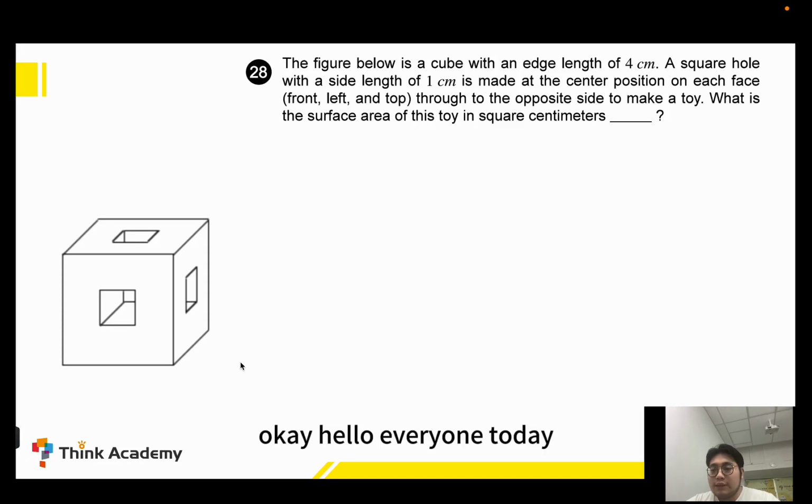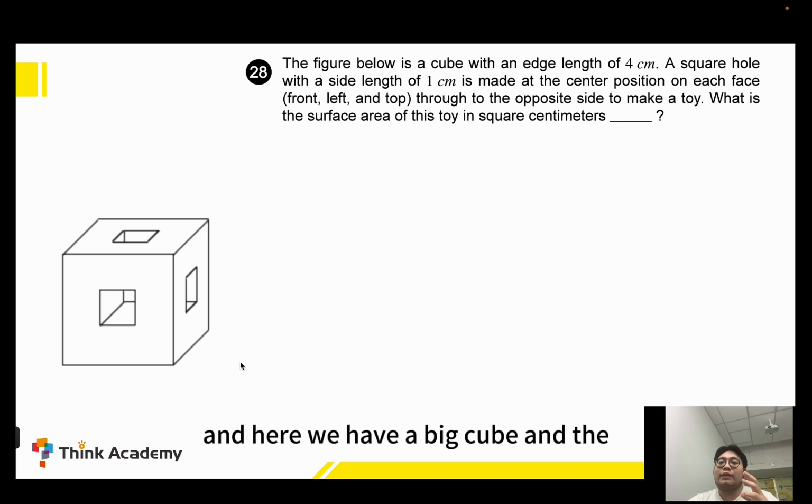Okay, hello everyone. Today let's look at question 28. Question 28 is a kind of solid geometry question. Here we have a big cube and the edge length is 4 centimeters.